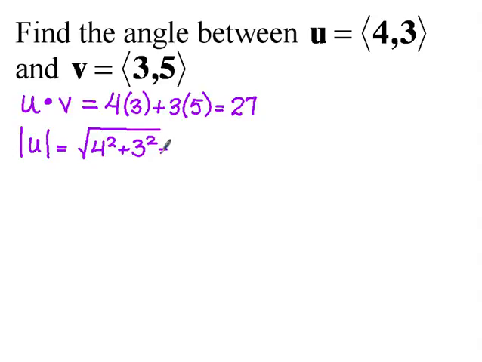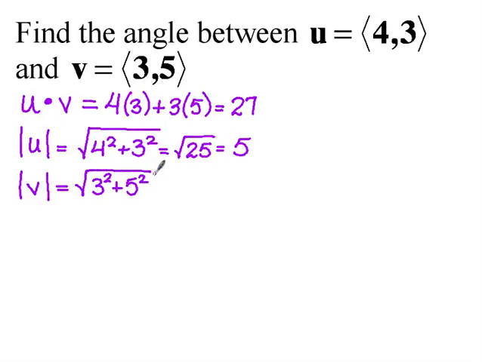So that gives me a square root of 25, which gives me 5. And last but not least, the magnitude of v. Square root of 3 squared plus 5 squared. What will that be the square root of? 34. So I'll let you get that down, and then we'll continue with the formula for finding the angle between those two vectors.